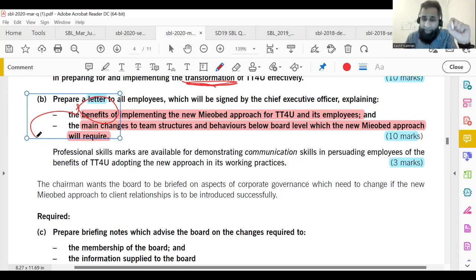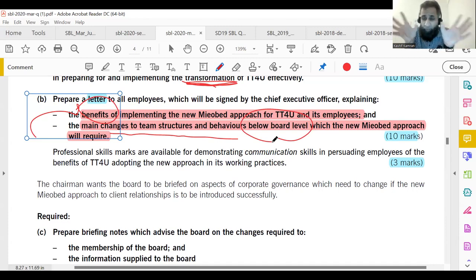The second: the main changes to the team structure. What sort of changes you need to make to the team structure, and what sort of changes you need to make to the behaviors below the board level. Now, below the board level means your technical management, right? Your senior managers, your Chief Executive Officer, because under the board you need to think about which management is under the board. What sort of changes you need to make to the team structures, and to the behaviors of people under the board, which the new MyoBed approach will require.